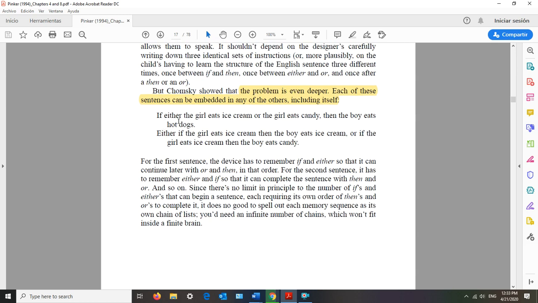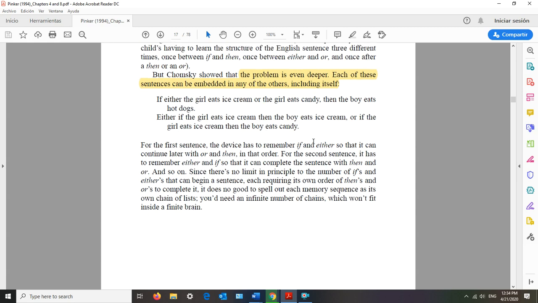So we can say, if either the girl eats ice cream or the girl eats candy, then the boy eats hot dogs. Either if the girl eats ice cream, then the boy eats ice cream, or if the girl eats ice cream, then the boy eats candy. So for the first sentence, as Pinker explains, the device has to remember if and either so that it can continue later with or and then, in that order. And for the second sentence, it has to remember either and if so that it can complete the sentence with then and or, and so on.